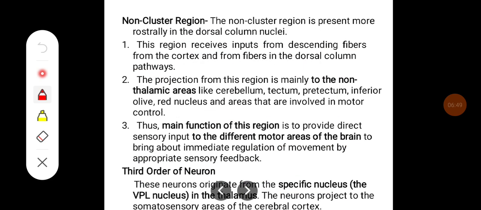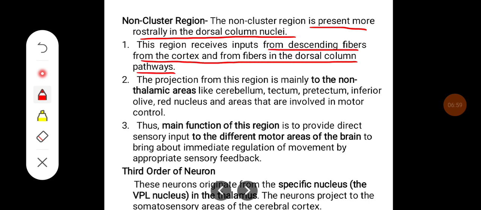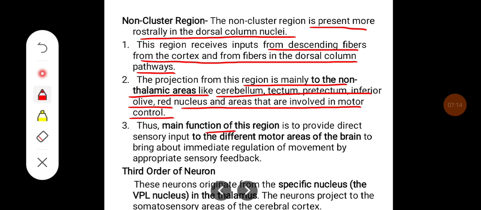The non-cluster region is present more rostrally in the dorsal column nuclei. This region receives input from descending fibers from the cortex and from fibers in the dorsal column pathways. The projection from this region is mainly to non-thalamic areas like the cerebellum, tectum, pretectum, inferior olive, red nucleus, and areas that are involved in motor control. Thus, the main function of this region is to provide direct sensory input to the different motor areas of the brain to bring about the immediate regulation of movement by appropriate sensory feedback.